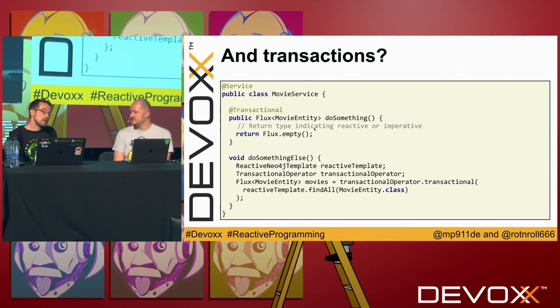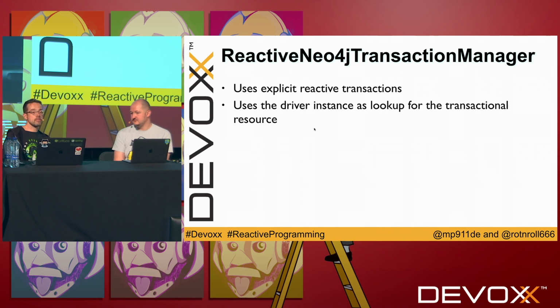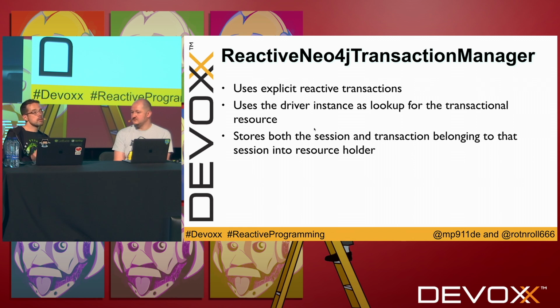Yeah, and I have to say that I really like that joint effort across several companies actually to implement that, and it was really helpful all across the board for everyone. So what we needed to do to implement it: use explicit transactions. Inside our implementation, we use one driver instance as lookup for the transactional resources. We bind the session and the transaction, which is already a pair that belongs together, into the transactional resource.